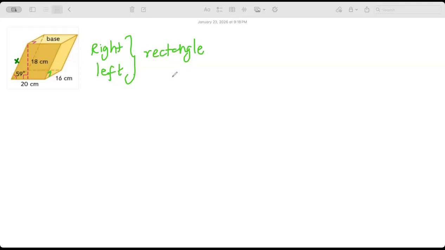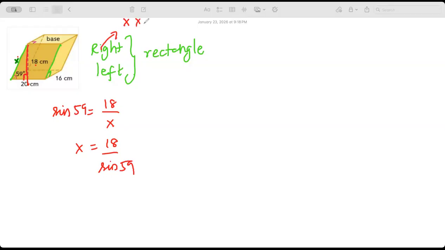So how can you find the height? This height you don't know, which is the same as this. But how can you find that? We can use trigonometry ratios. Yes, you can use trig ratios here because this is a right triangle. This you know, they've given 18 centimeters. So opposite by hypotenuse: sine 59 is 18 by x, so x will be 18 by sine 59. So that x you can find out and say x times 16. Make sense, guys?